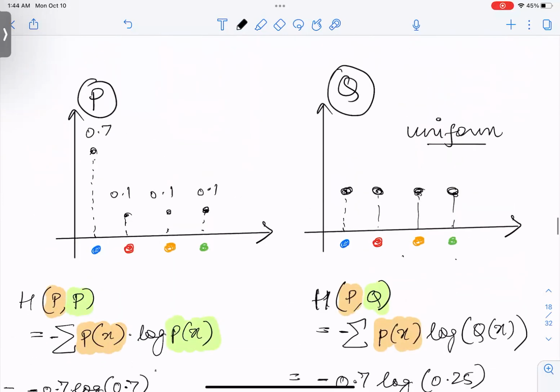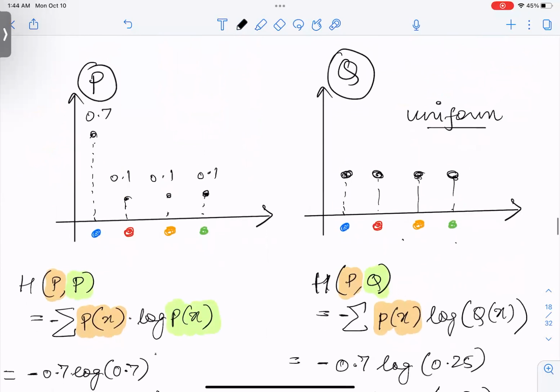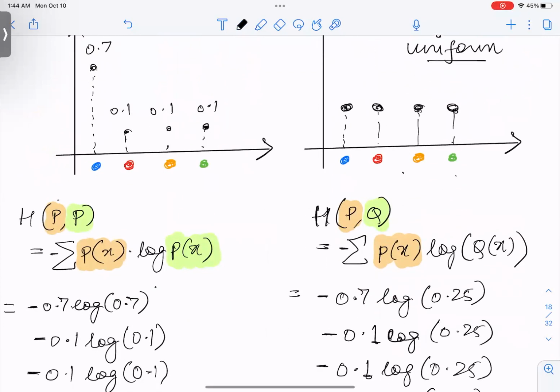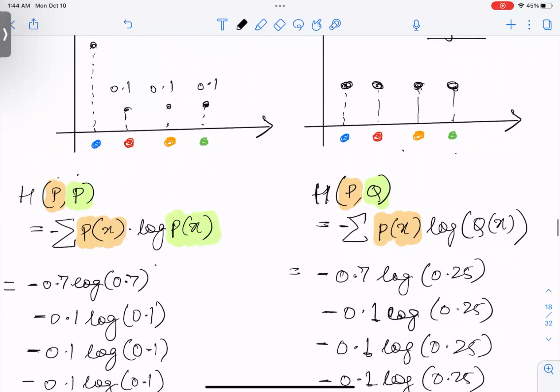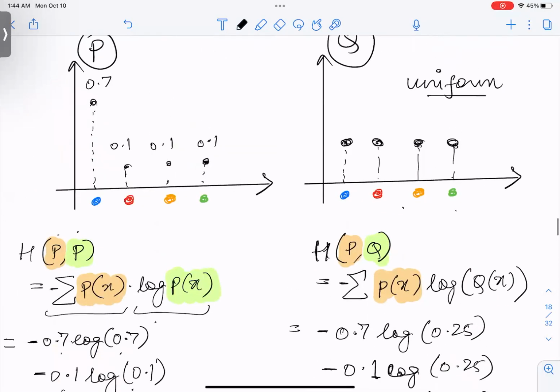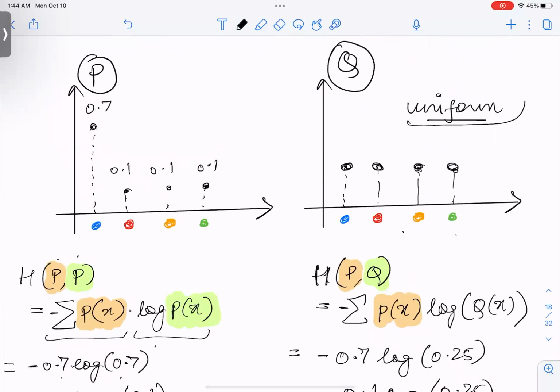If we want a mathematical formulation here, let's say this is P. You calculate the entropy H(P), the summation of P(x) log P(x), and putting all the values in, I can see that it is 1.36. But the information that you are having is according to this distribution, right?